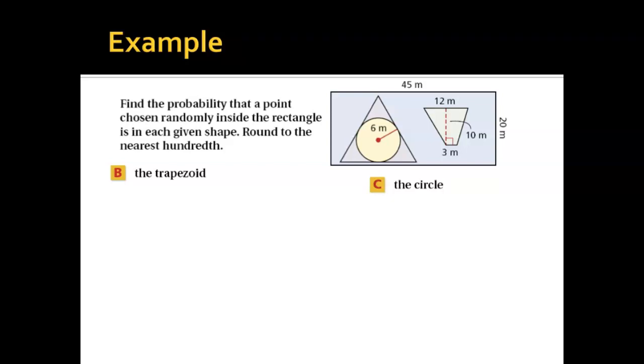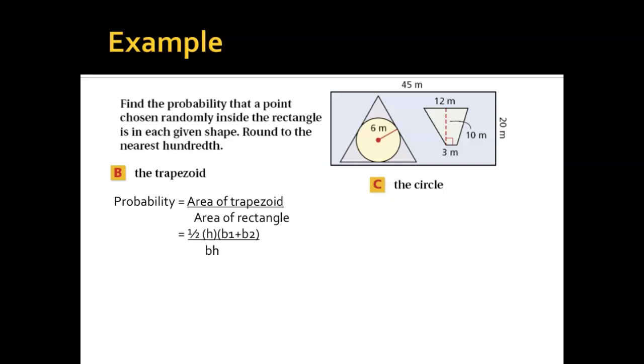So to find the probability that a point chosen randomly inside this rectangle ends up being in the trapezoid, we would have to find the area of the trapezoid and divide that by the area of the rectangle. Now remember how to find the area of a trapezoid? That's the 1/2 times height times base 1 plus base 2. And then the area of a rectangle is base times height.